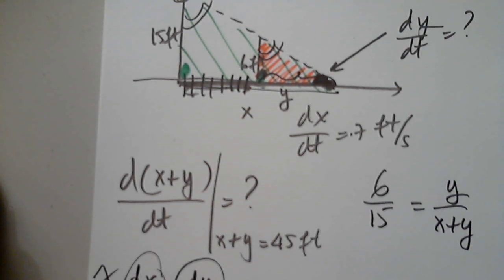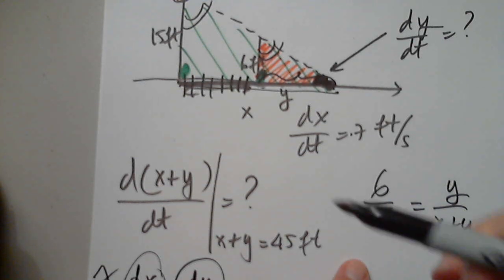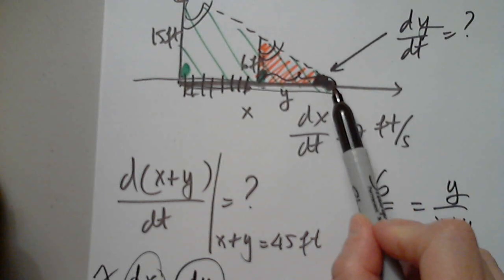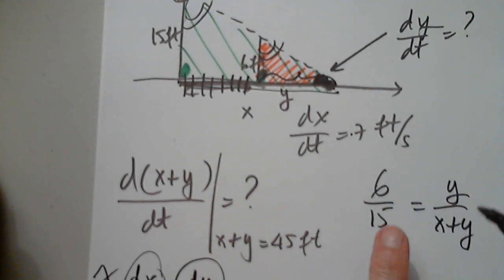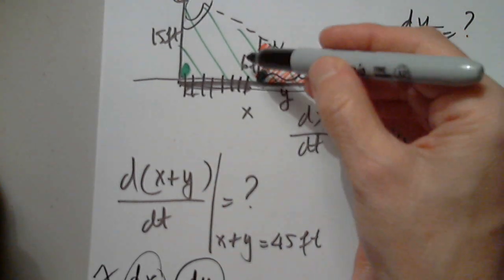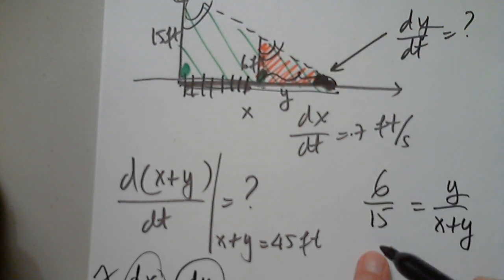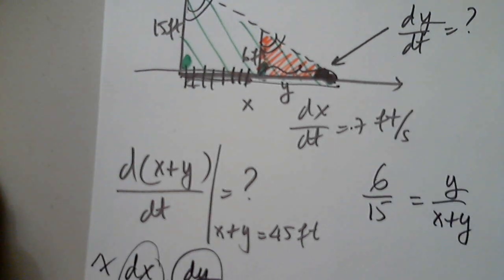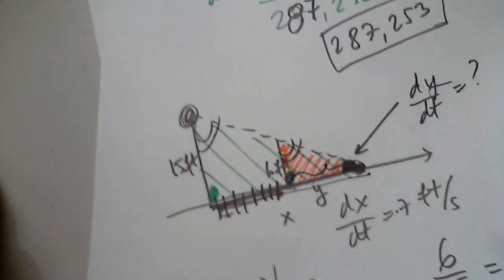Is this clear? Yes. So 6/15 equals y over x plus y. Careful. 6 and y have to come from the same triangle. 15 and x plus y have to come from the same triangle. That's the trick.